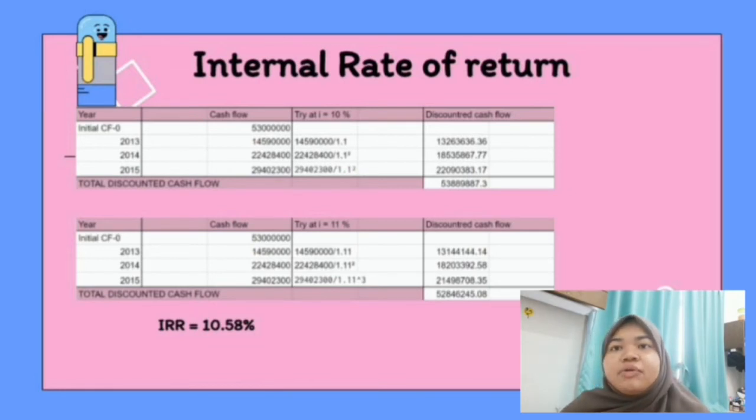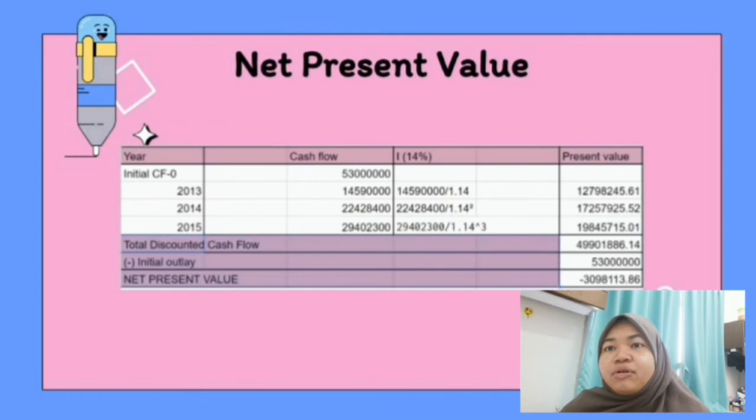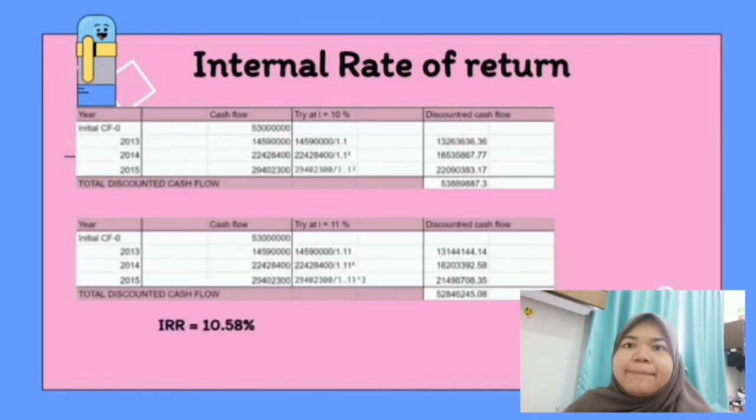From a quantitative perspective, Persistent is not really attractive because the project's net present value, NPV, is negative at the end of year 3. Negative NPV, as we know, reduces the firm's value and reduces the wealth of the shareholders. As we can see here, Persistent also has an IRR of 10.85%, which is lower than the required rate of return.